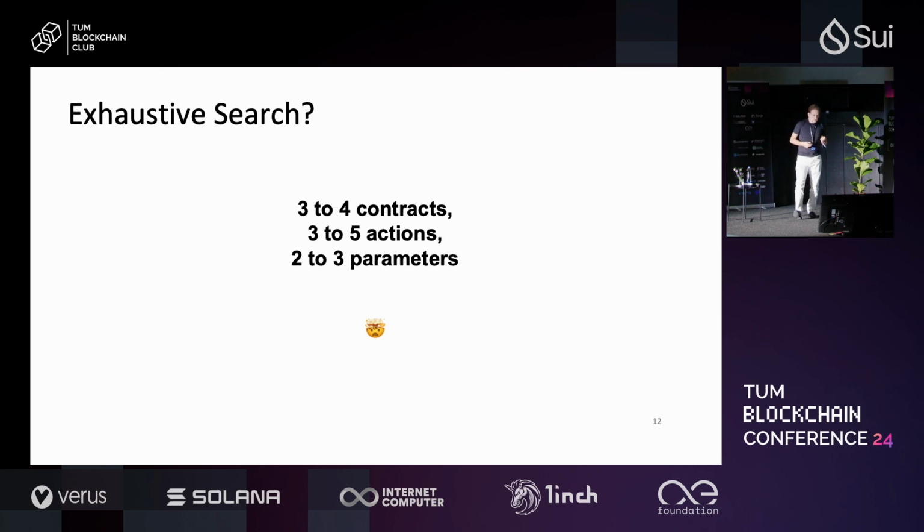So can we use exhaustive search? Only 3 to 4 contracts, 3 to 5 actions, 2 to 3 parameters. Well, it still seems to be too much. Exhaustive search sounds great because you're really crawling the entire space. But if you have a parameter like an integer, which can vary in range significantly, or a byte field that requires a cryptographic signature, it's really tough to exhaustively search through that space.